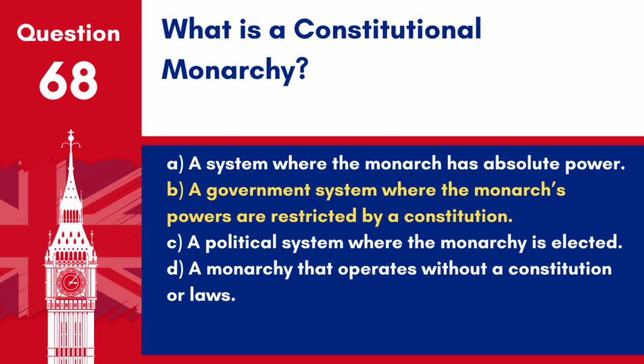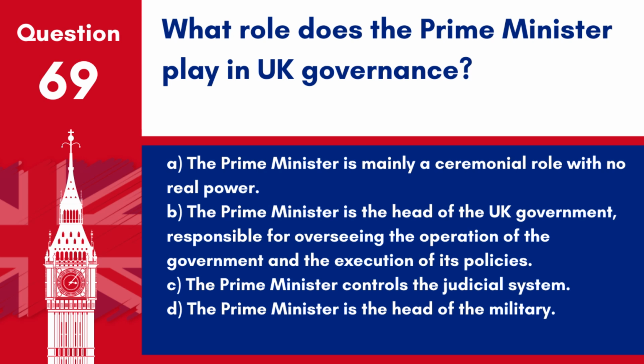The UK is a constitutional monarchy, meaning that while a monarch is the head of state, their powers are defined and limited by law. Question 69. What role does the Prime Minister play in UK governance?